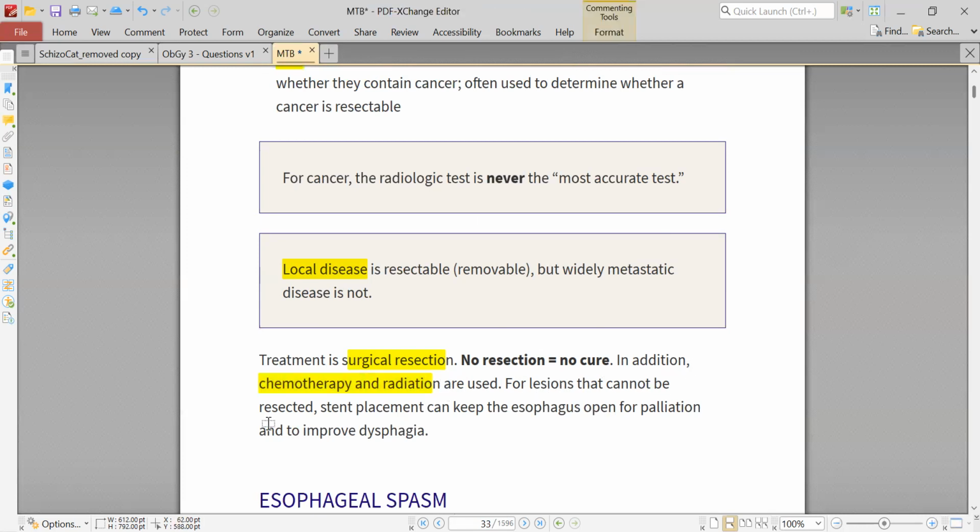For the lesion that cannot be resected, stent placement can keep the esophagus open. So what we can do is a stent placement. This is for cancer patients because they have a lot of tumor. So just for palliative treatment, we can do this.